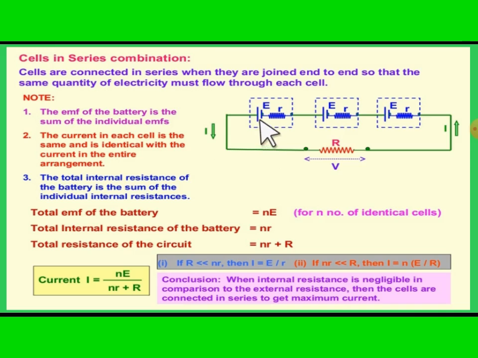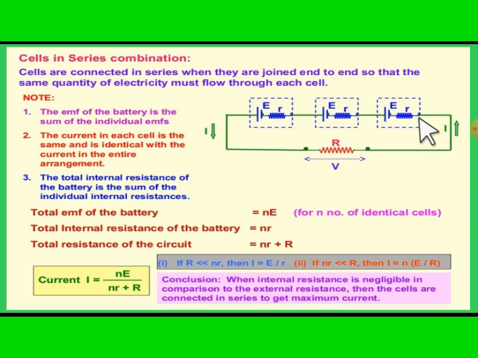Now let's take it that such similar cells are connected in series. How many cells? N cells. So such N cells are connected in series, whose EMF of individual cells is denoted by E and internal resistance by small r. Okay, and it is connected to the external circuit, say R, right? So the total EMF of these different cells connected in series, now we will call it a battery. So the total EMF of this battery will be what? It will be equal to NE, where N is the number of cells connected in series.